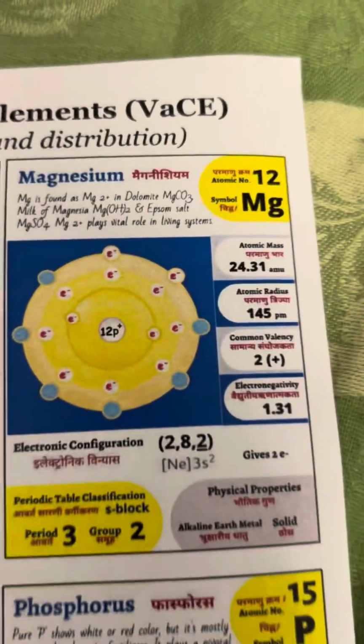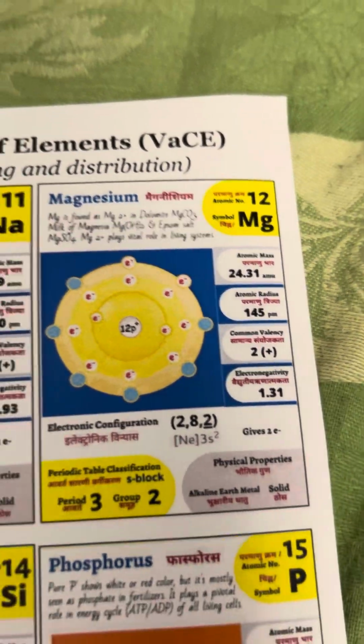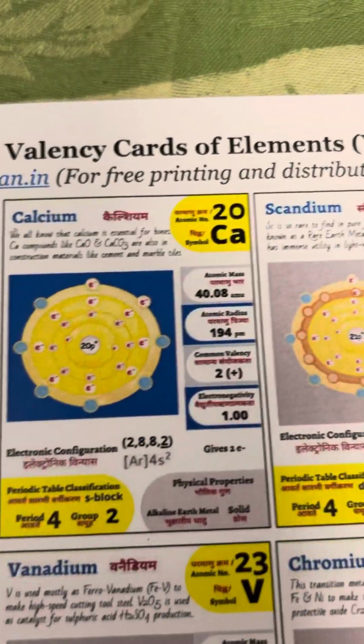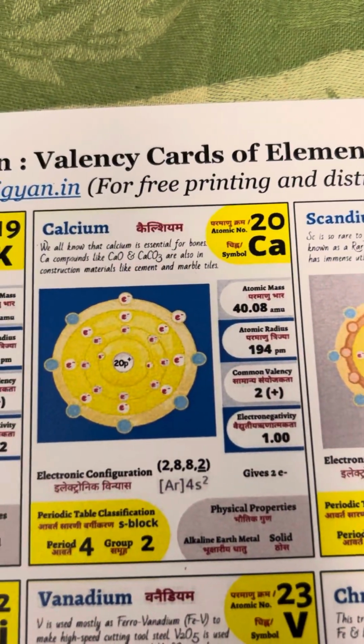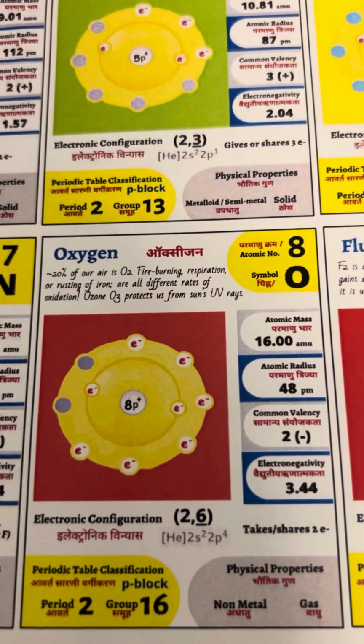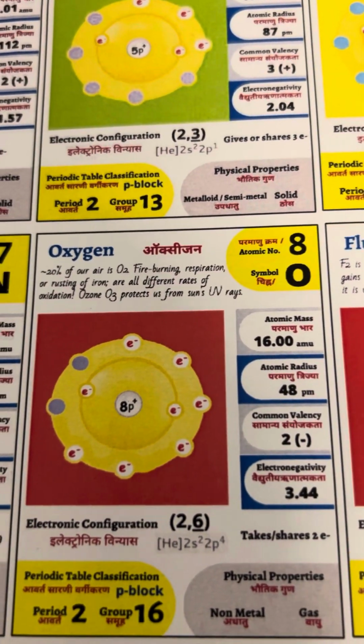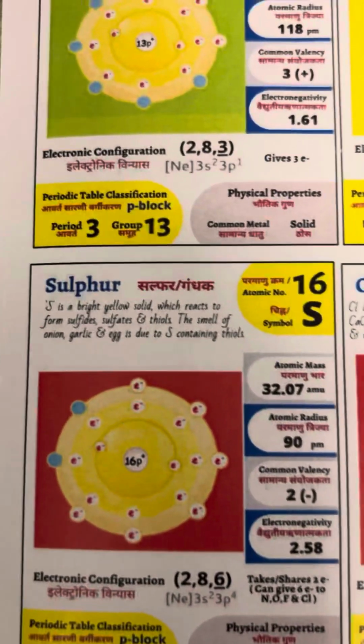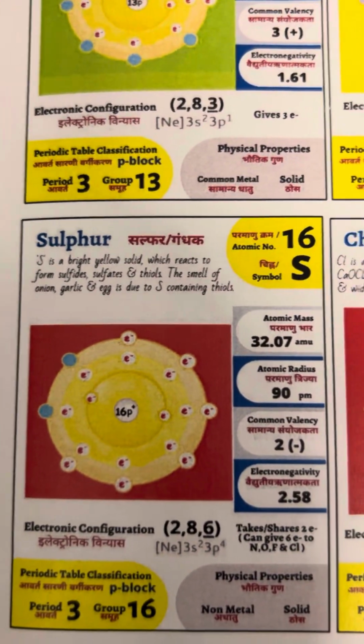Magnesium has 2 electrons in the outermost shell, that is in group 2, and again calcium has 2 electrons in the outermost shell, it's again in group 2. If you see for example oxygen, it has 2 gaps in the outermost shell, so it can take the 2 electrons. Similarly, we can see for sulfur, it has 2 gaps, so they are all grouped in group 16.